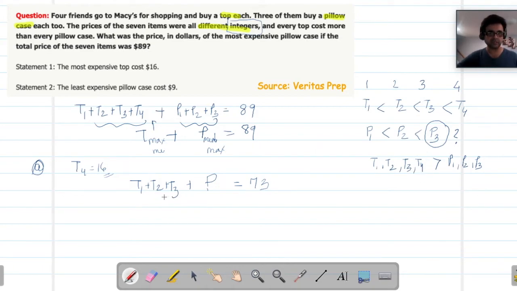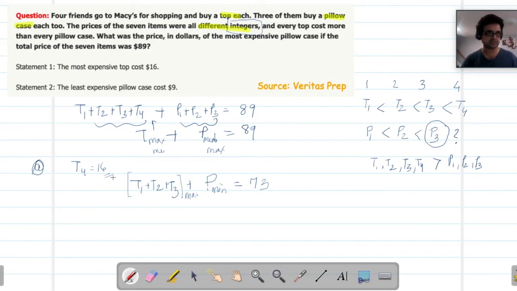So we know that T3, T2, T1 would be less than 16. We also know they are integers and we also know they are distinct. Again, same thing applies. If you maximize this, you are going to minimize P. Let's start there, right? Let's make it a starting point and say, okay, we want to maximize T1, T2, T3, the sum of them. T3 would be the biggest of them.